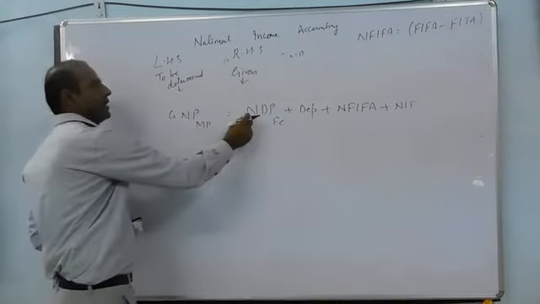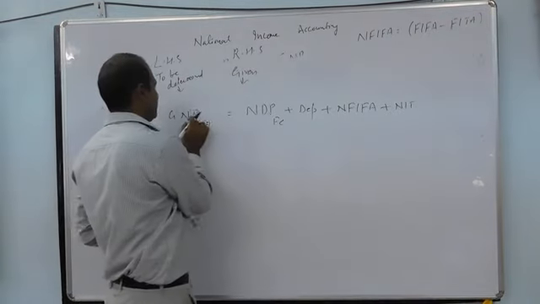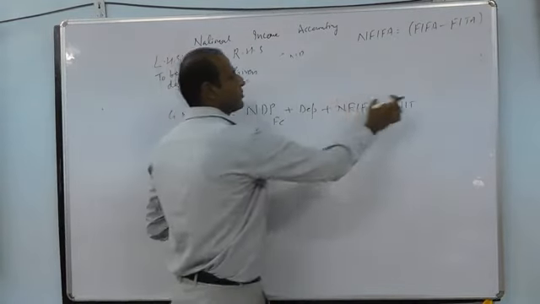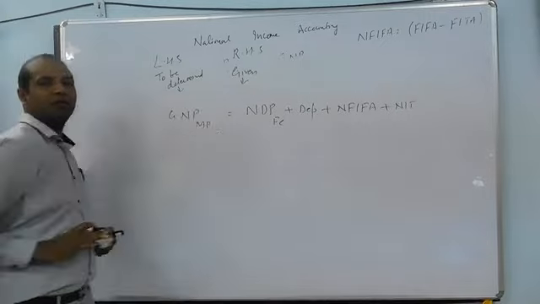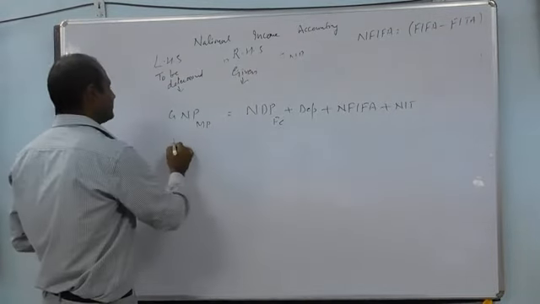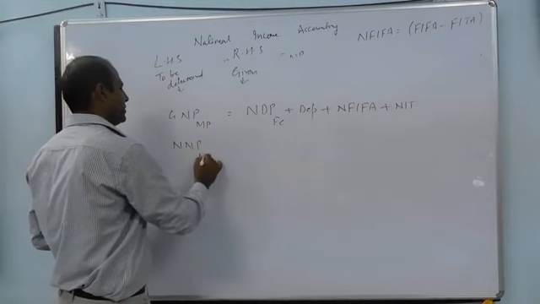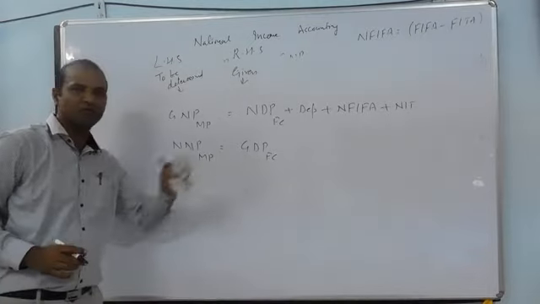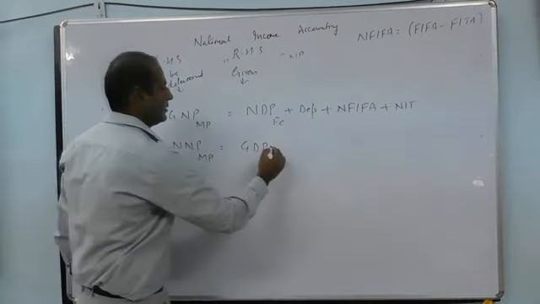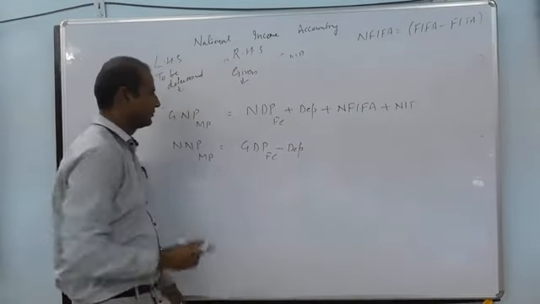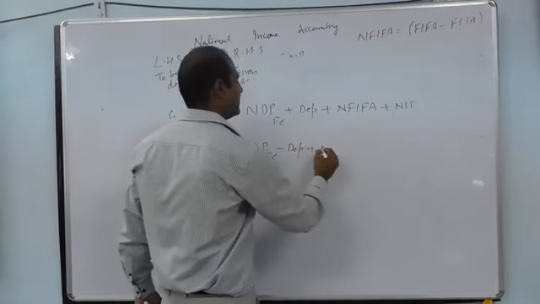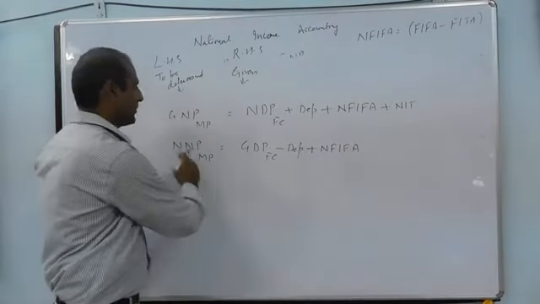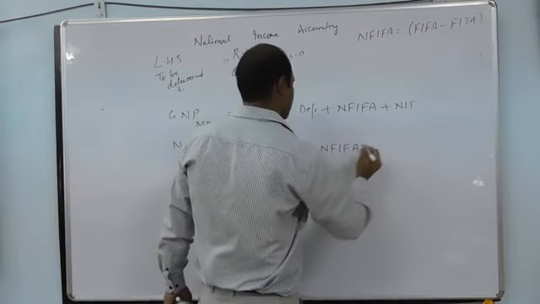Remember, net plus depreciation, gross. Domestic plus net factor income from abroad, national. Factor cost plus net indirect tax will give you market price. One more, NNP, MP, GDPFC. This is given to you. Gross to net, minus depreciation. Domestic to national, add net factor income from abroad. Factor cost to market price, add NIT.